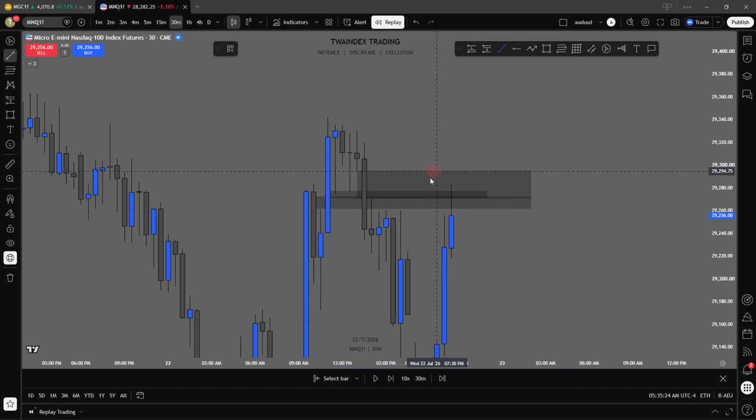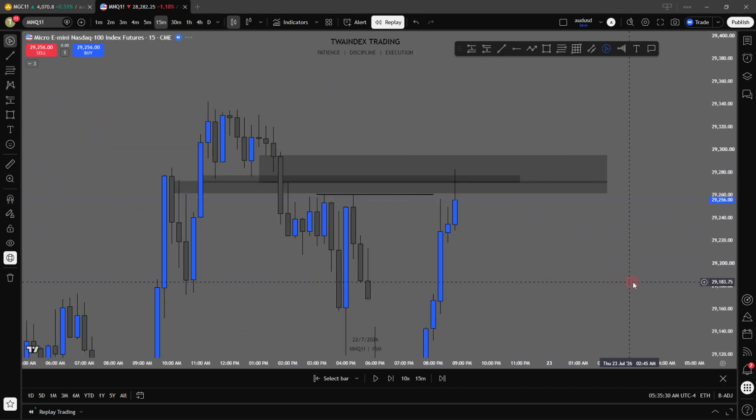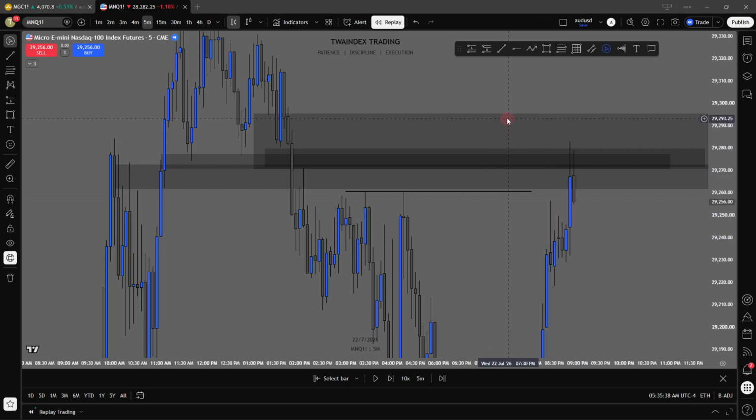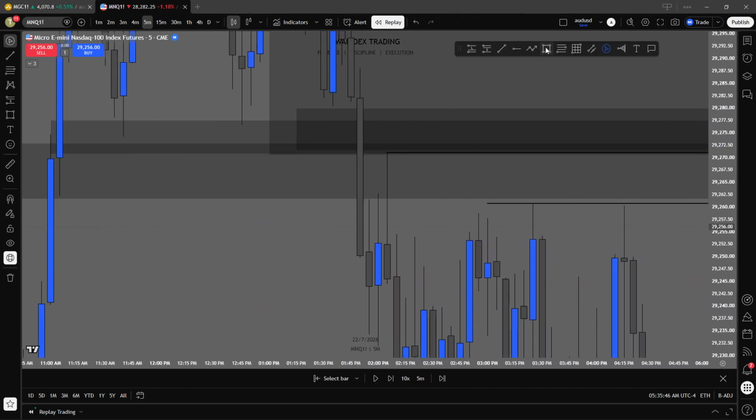On top of that, we have took internal liquidity right here. So we have a sweep inside of multiple fair value gaps. We have a 15-minute gap here as well. It's just so much overlapping in this area on top of a sweep that you can't miss it. And what do we see? Break it down. We have a 5-minute high here inside of this fair value gap.